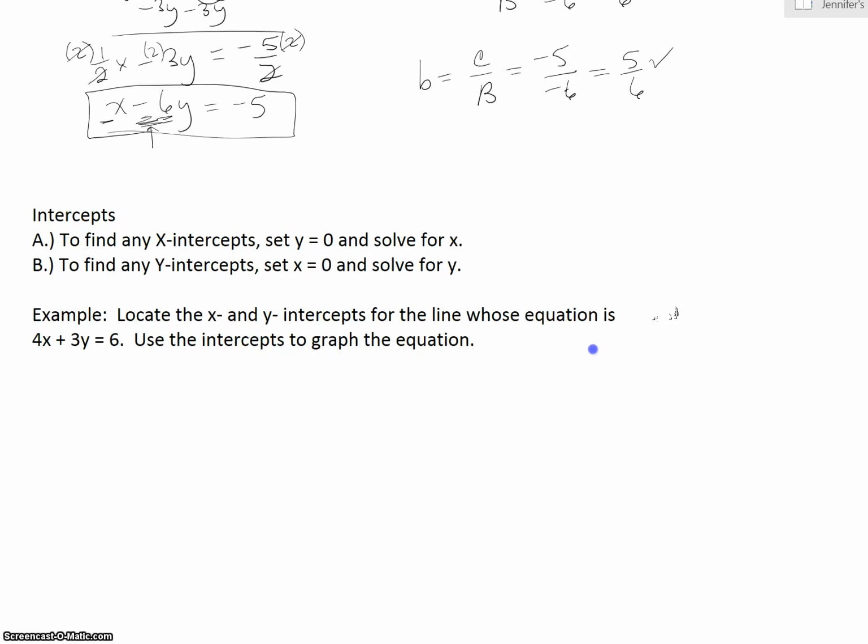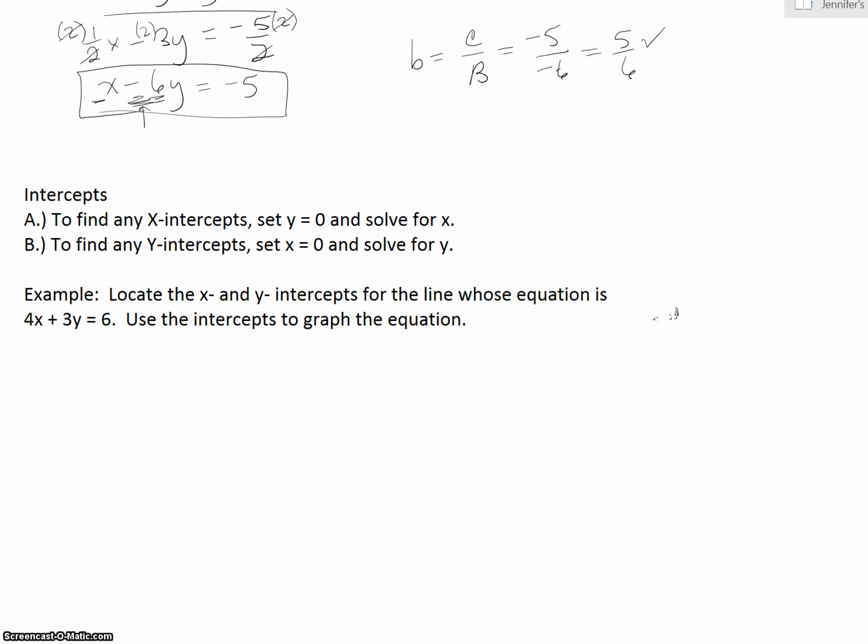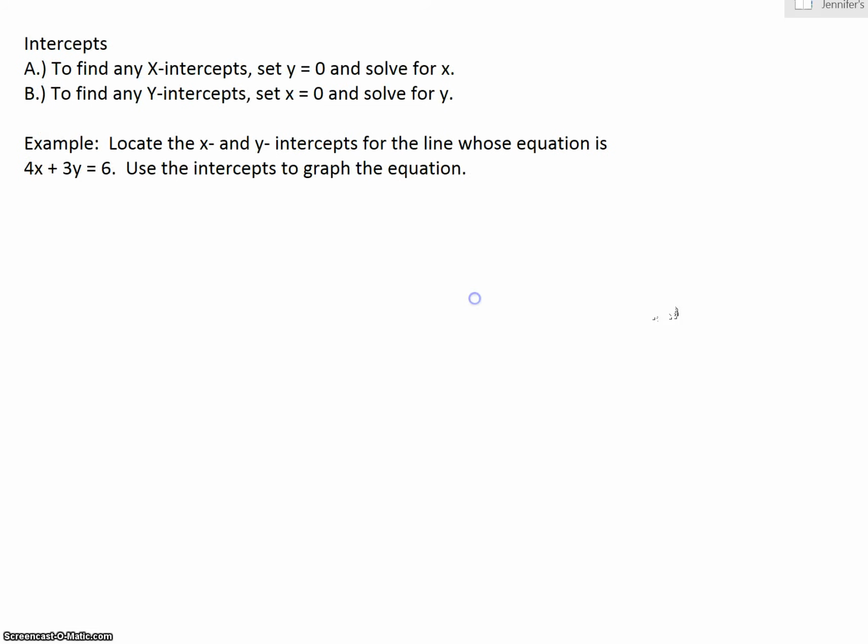So let's do an example. Locate the x and y-intercepts for the line whose equation is 4x plus 3y equals 6, and use the intercepts to graph the equation. So the equation 4x plus 3y equals 6, let's start with the x-intercepts.